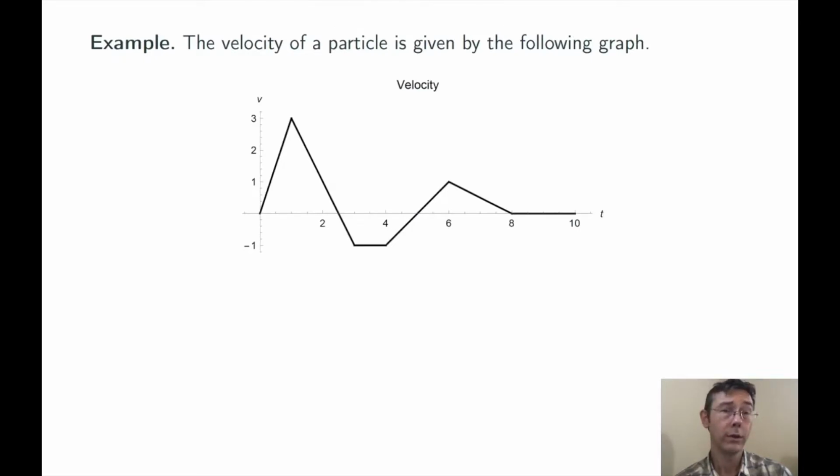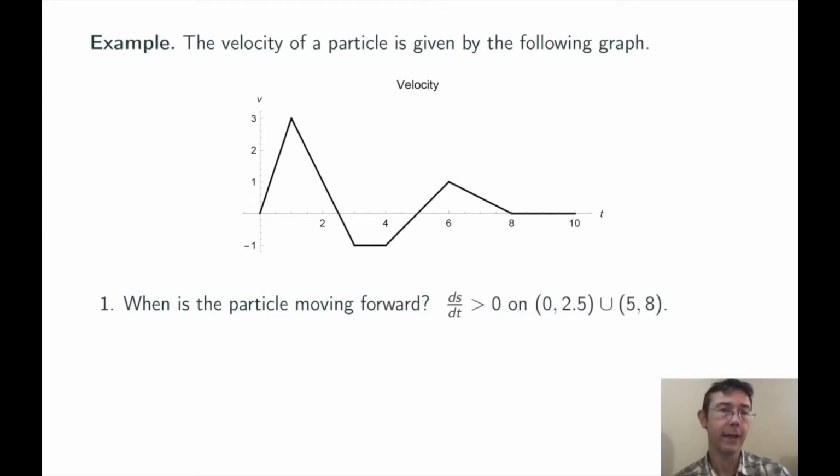Let's do a visual example. Here's the graph of the velocity of some particle. We'd like to know, first of all, when the particle is moving forward. So that's going to be the case when velocity is positive, that is, when ds/dt is greater than 0. So really here we're asking, where is the graph above the t-axis? That's the case between 0 and 2.5 and between 5 and 8.